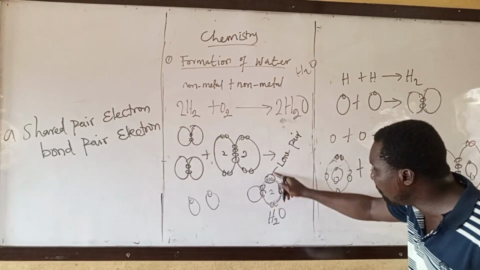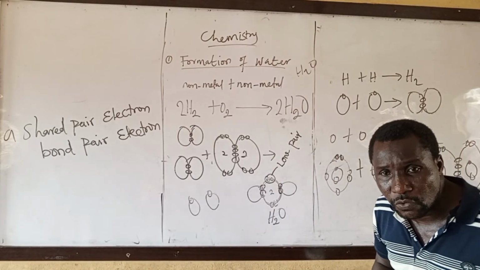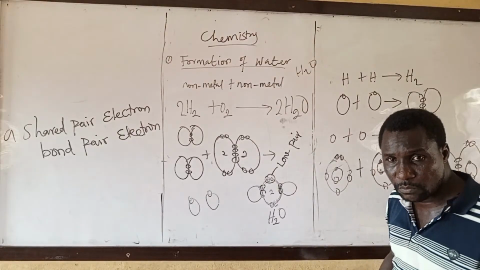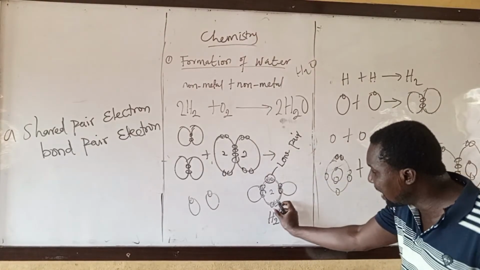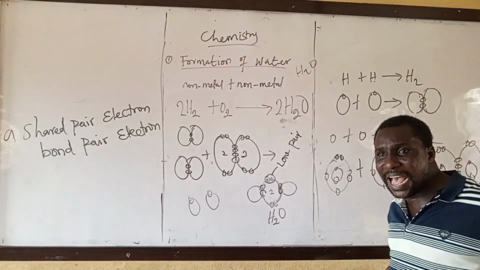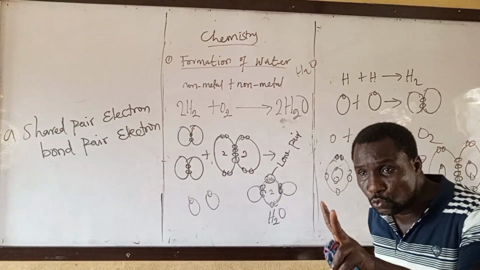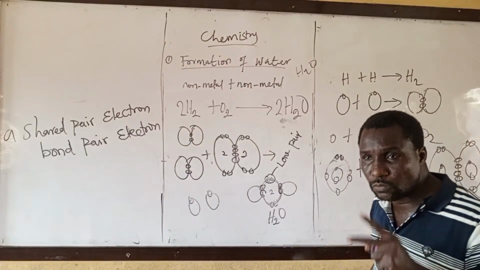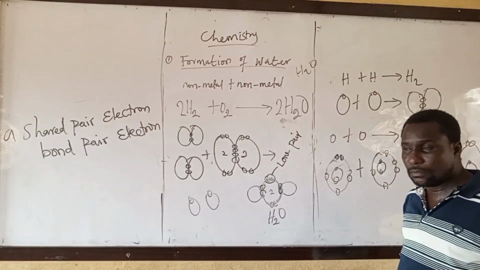How many lone pairs of electrons do we have in water? Two. This is one lone pair, and this is another lone pair. In water, how many lone pair electrons do we have? Two. How many shared pairs? Two. Take note of that.